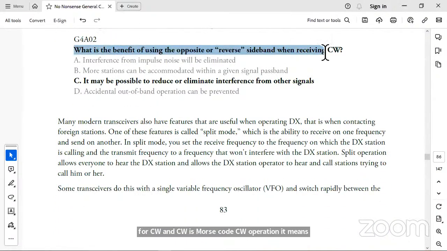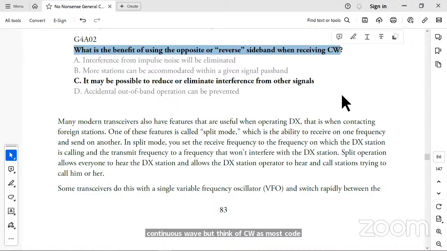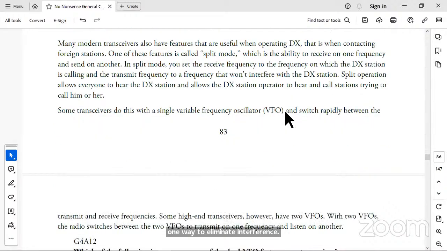Okay. What is the benefit of using the opposite, or reverse, sideband when receiving CW? So we say this is one way to eliminate interference. It may be possible to reduce or eliminate interference from other signals. Good.